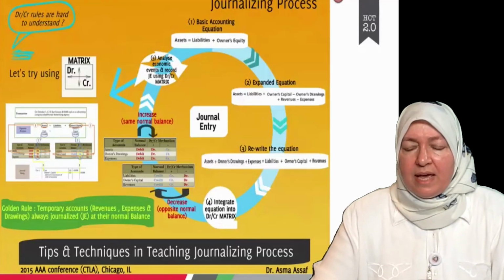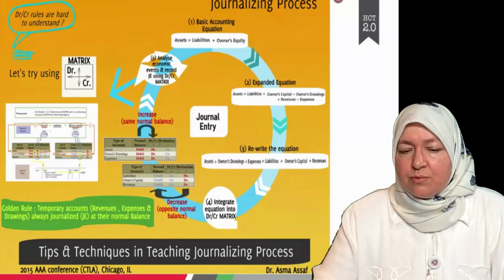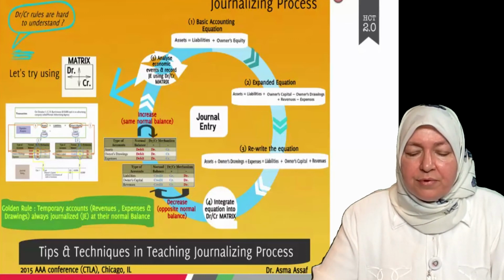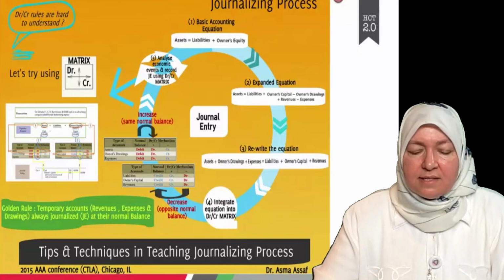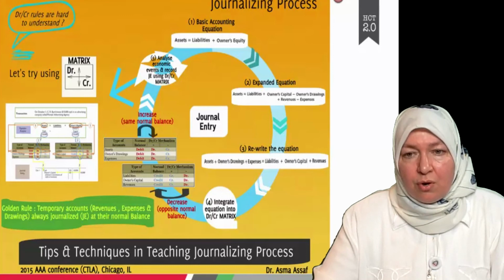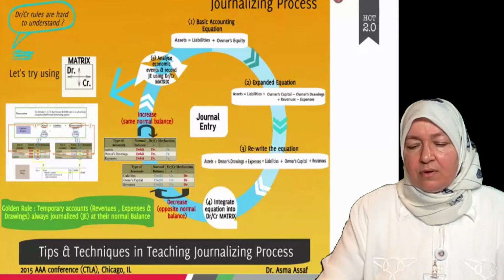As a summary, we have this poster that shows the summary of the steps that we go through. And we have a golden rule that temporary accounts like revenues, expenses, and drawings are always journalized at their normal balance. This is common in journal entry only. In other types of accounts, it's not the same. Okay? Thank you.